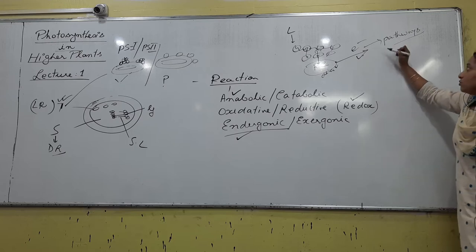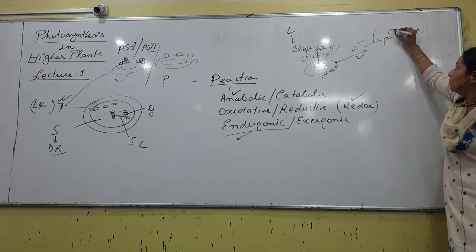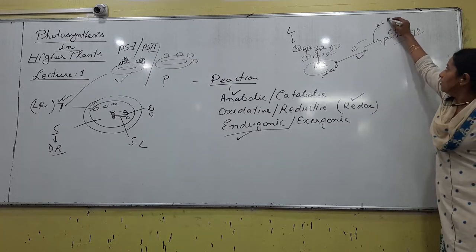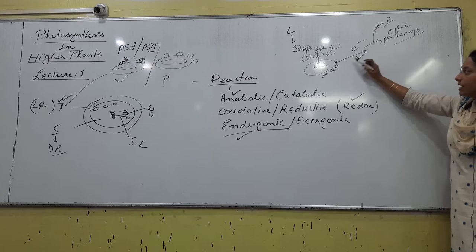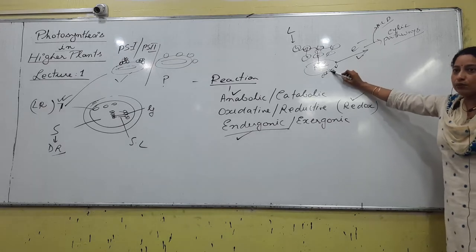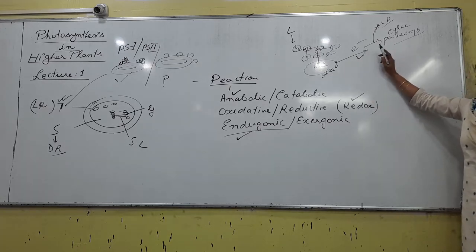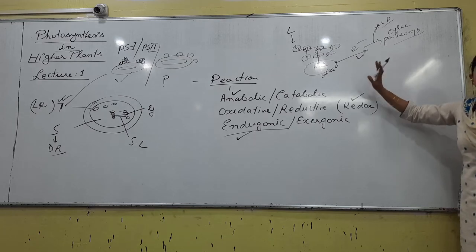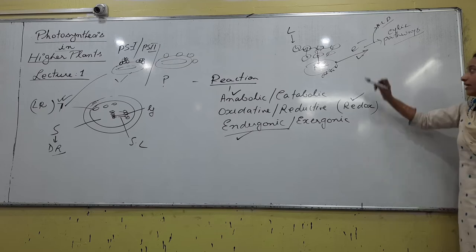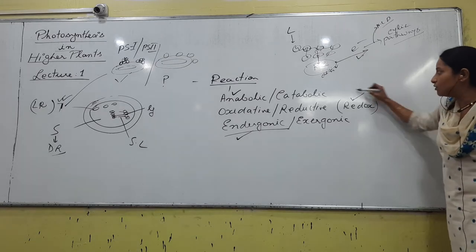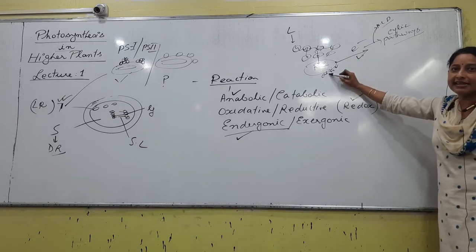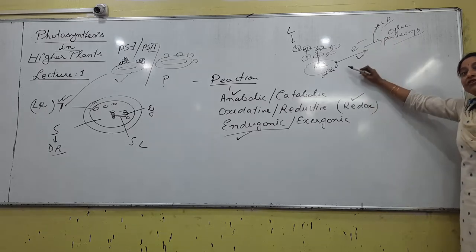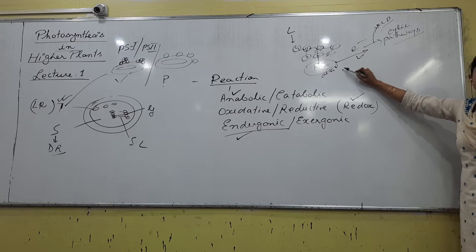So it has two pathways, either it will go for the cyclic pathway or it will go for the non-cyclic. Either it can follow the cyclic pathway or it will follow the non-cyclic pathway. If I am talking about a cyclic pathway, what we understand is, if it came from here, it will go back here. That is called cyclic. And if I am talking about non-cyclic, obviously it will come out from here and it will never return to this molecule again. That is called non-cyclic.